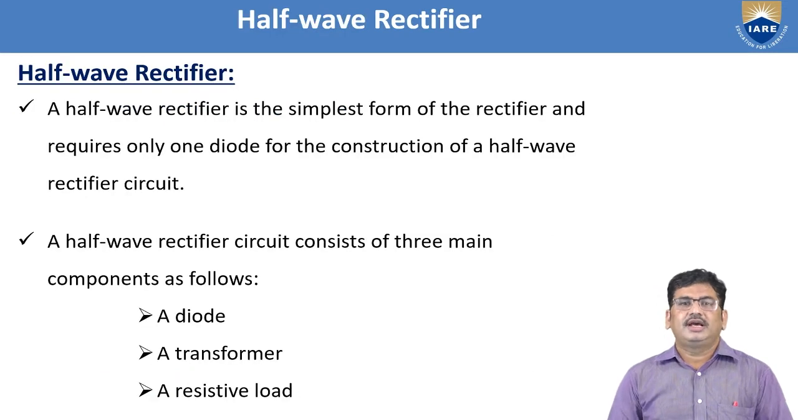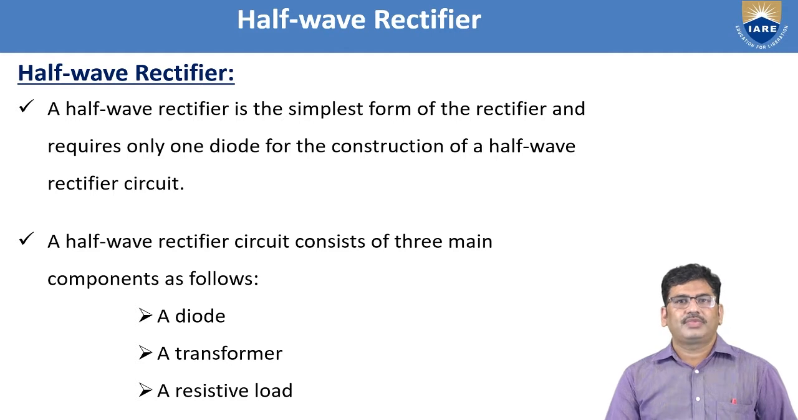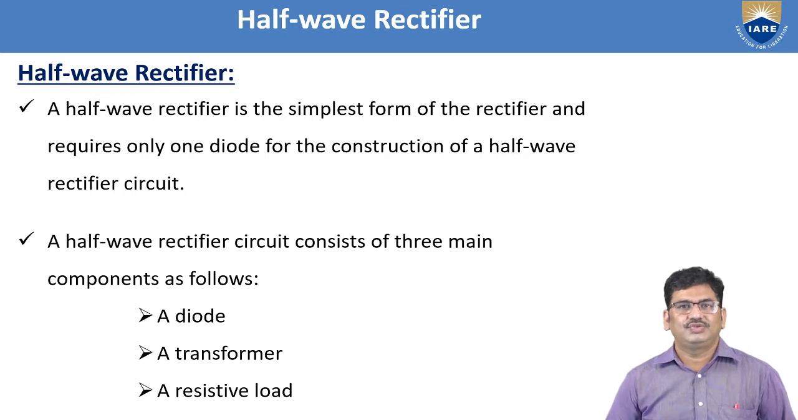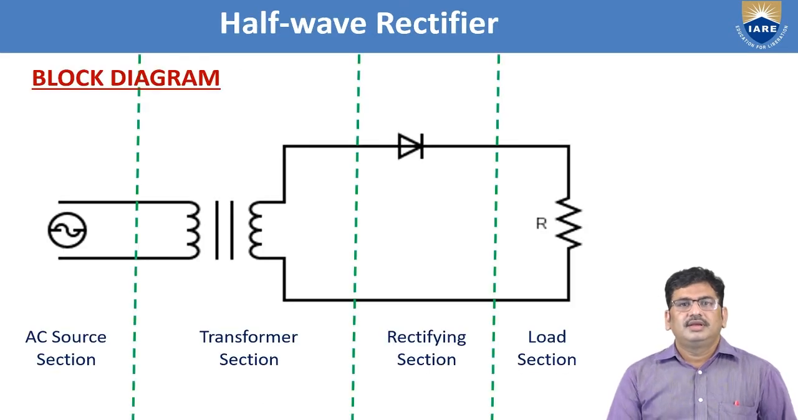So first we will study the half-wave rectifier. A half-wave rectifier is the simplest form of the rectifier and requires only one diode for its construction. A half-wave rectifier circuit consists of three main components as follows: a diode, a transformer, and a resistive load. The block diagram of the half-wave rectifier is shown in the diagram.